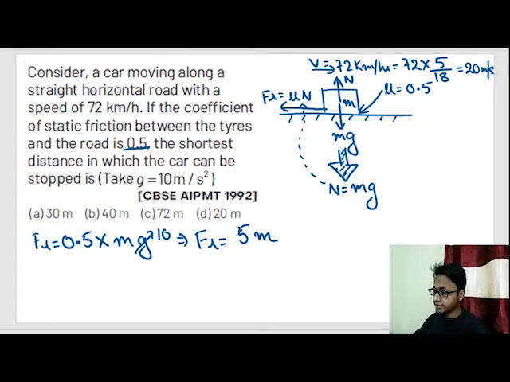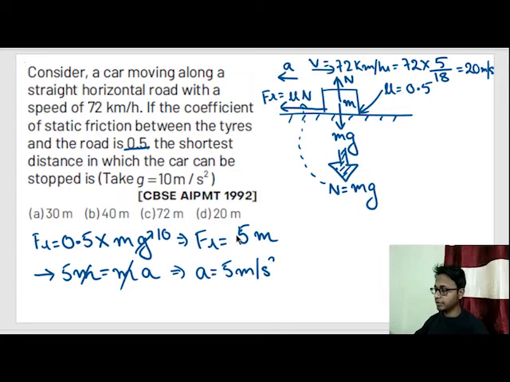Now see, this force of 5m will cause an acceleration in this direction, and by Newton's second law, force which is equal to 5m is equal to mass into acceleration. So this m and this m get cut, or acceleration in the opposite direction is 5 meter per second square. So this car or this block will accelerate with 5 meter per second square in this direction. That means it is slowing down the velocity in this direction. 5 meter per second square.